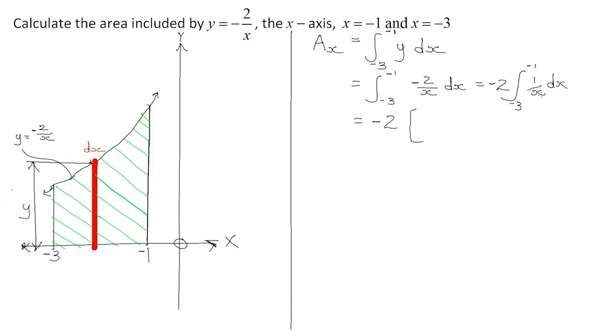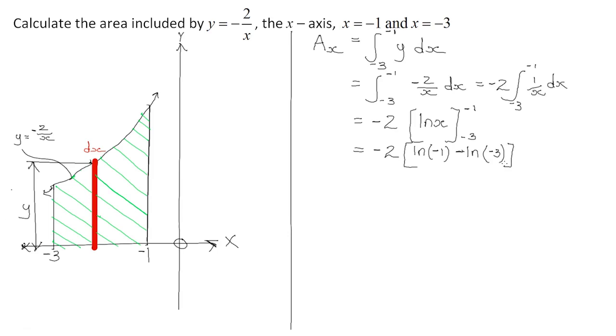The integral of 1 over x, according to formula number 24, is ln x, from -1 to -3. Now we have calculated the integral. Now we're going to apply the definite integral law. -2, very important here, square bracket, ln of upper limit, which is -1, minus ln of lower limit, which is -3. And then you close your bracket.